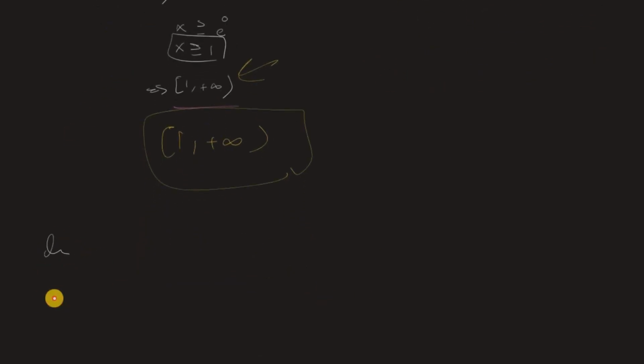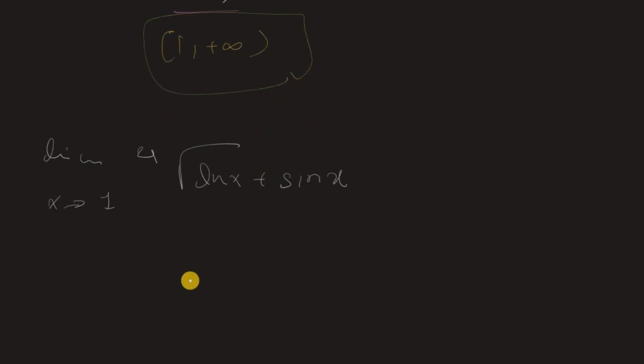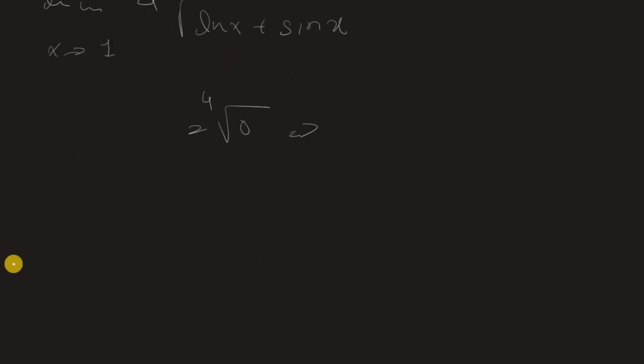Now let's try to solve the limit for this one. So what we get is ln of x plus sine of x. If you plug in simply, you basically get 0, and then you get a square root of that, which is basically a danger. So you have to take the limit from both sides. Okay, so then you have to do the limit as x approaches 1 from the left.